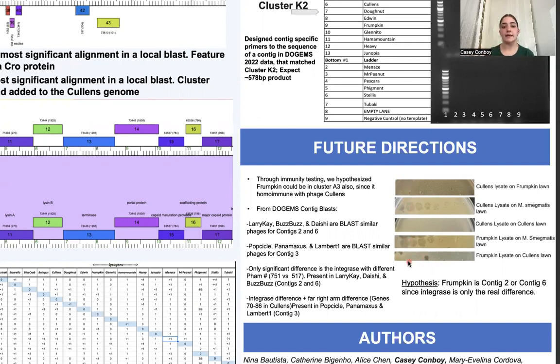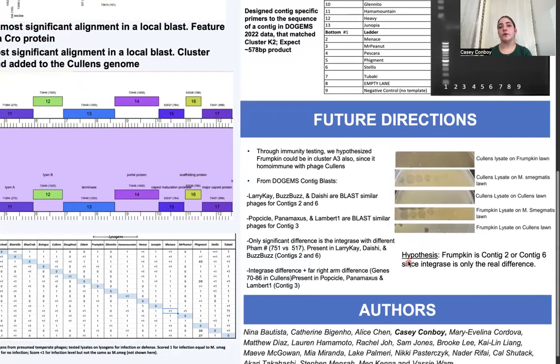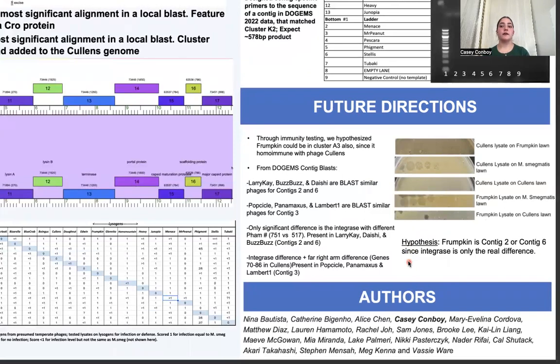So this homoimmunity led Cal Schutak, who discovered and isolated Frumpkin, to believe that Frumpkin could also be an A3 cluster. So he did some deep diving back into the Dodgems data, and using BLAST was able to narrow down his hypothesis to contig 2 or 6 being one of the sequences that belonged to Frumpkin. And this is something that we would want to further investigate, possibly by designing primers specific for these sequences or specific for Frumpkin A3 to run a PCR with Frumpkin lysate to be able to say for sure whether or not Frumpkin is an A3 cluster phage and to be able to correctly identify which contig belongs to Frumpkin.